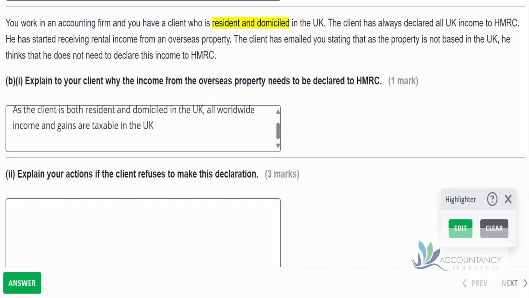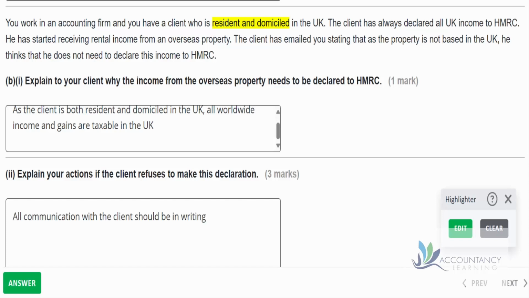The scenario tells us that this client is resident and domiciled, and therefore all worldwide income and gains are taxable in the UK. So this overseas property income needs to be declared to HMRC. It doesn't matter that the property is outside the UK. In part 2 of the question, it asks us, explain your actions if the client refuses to make this declaration. So notice it says explain, not simply state the actions. So we need a little bit more detail here to make sure that we get our marks. Notice there are 3 marks available here, so you need to make sure you write enough to get those 3 marks.